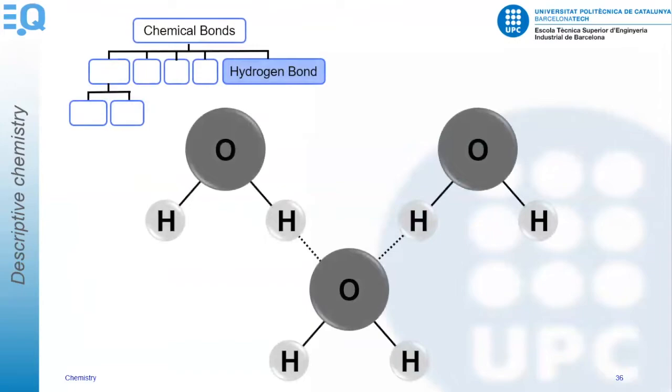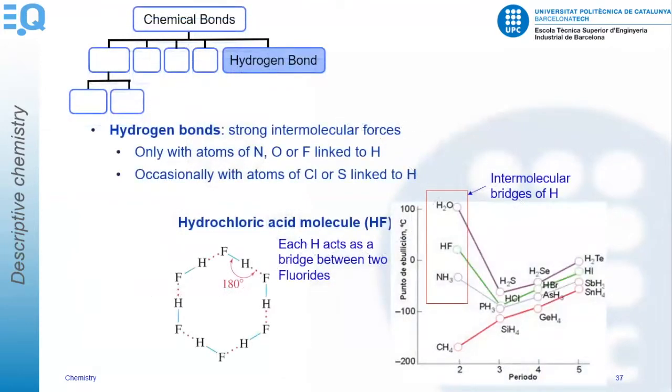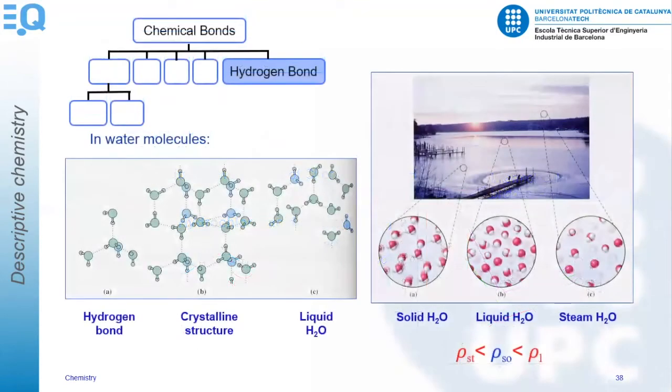Lastly, we have the hydrogen bonds. The hydrogen bond is a strong intermolecular force. It can only be formed by atoms of nitrogen, oxygen, and fluorine linked to hydrogen. Occasionally, it can also be formed by atoms of chlorine and sulfur linked to hydrogen. Hydrogen bonds are very commonly formed in water molecules. As we can see in the picture on the right, there are usually more hydrogen bonds in the liquid state than in the solid one, and lastly in steam.